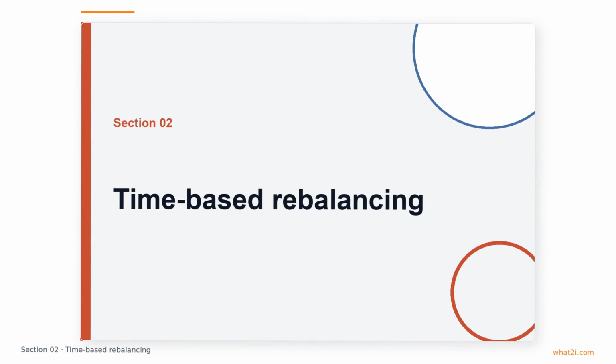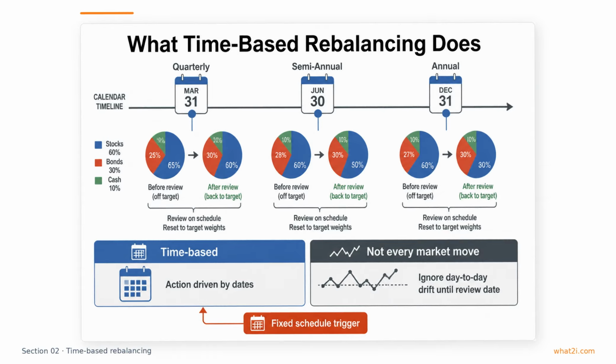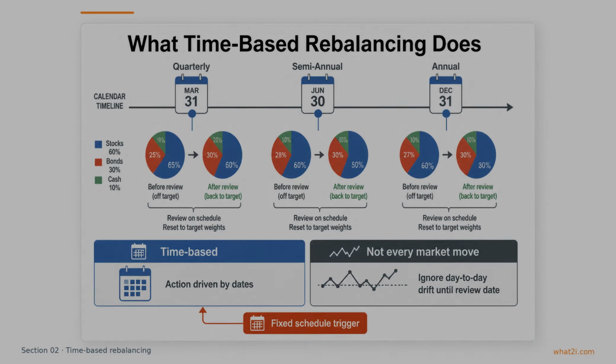Section 2. Time-based rebalancing. One common way to implement rebalancing is to use the calendar as the trigger. Under time-based rebalancing, the investor reviews the portfolio on scheduled dates, such as every quarter, every 6 months, or once a year. If the holdings have drifted away from target, they are reset back toward the intended weights. The important feature is that action is driven by the date, not by whether drift crossed a specific threshold yesterday. This makes the process easy to schedule and easy to remember. It also keeps investors from reacting to every short-term market move.